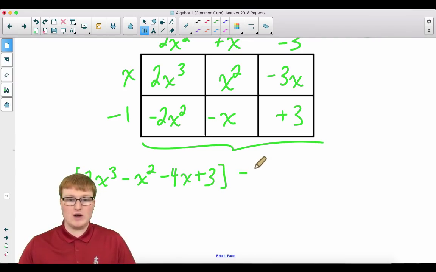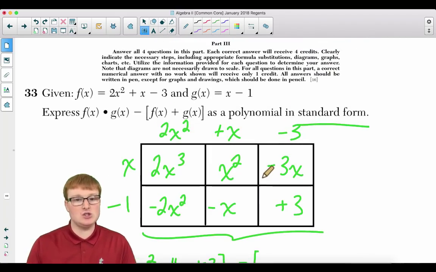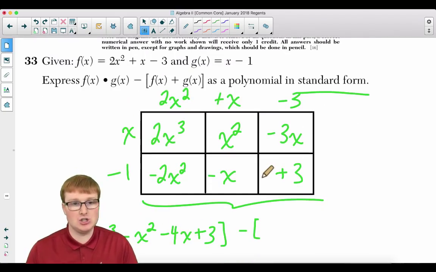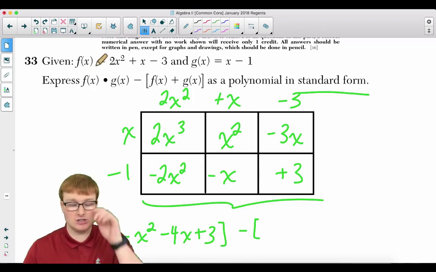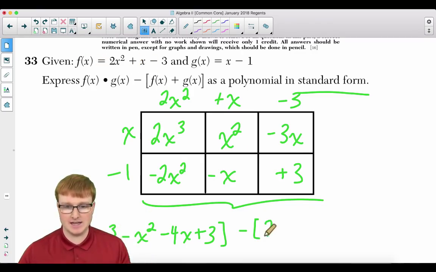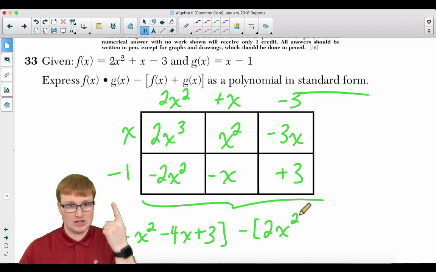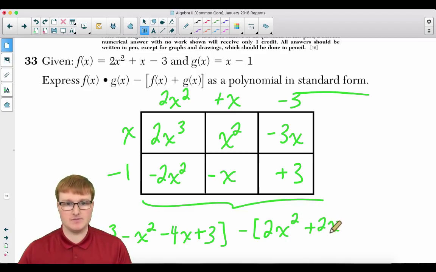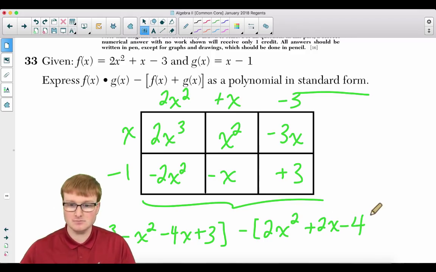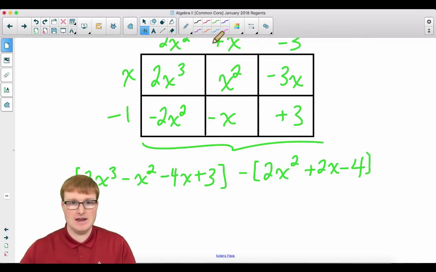Now, we are subtracting the addition of these two polynomials. So it's 2x squared plus x minus 3 plus x minus 1. I'm just going to do it in my head. 2x squared is by itself, so that's good. x plus x is 2x, and negative 3 plus a negative 1 is a negative 4. We're almost done. Now we need to distribute that negative 1 inside.